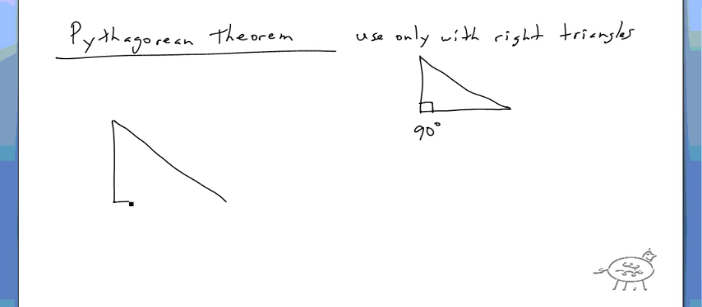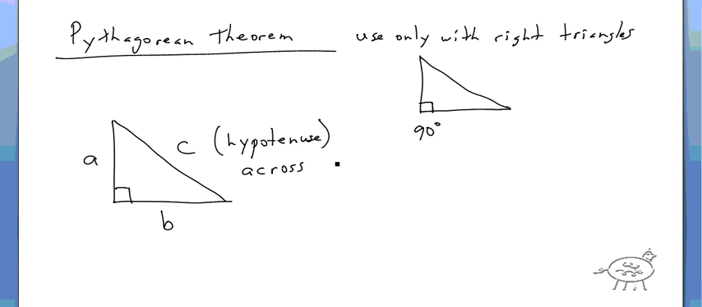So here's your triangle. Okay? And we're going to call this side A, this side B, and this side C. C, and we usually use the letter C for this, is called the hypotenuse. Okay? It is a couple things. First of all, it's across from the right angle.